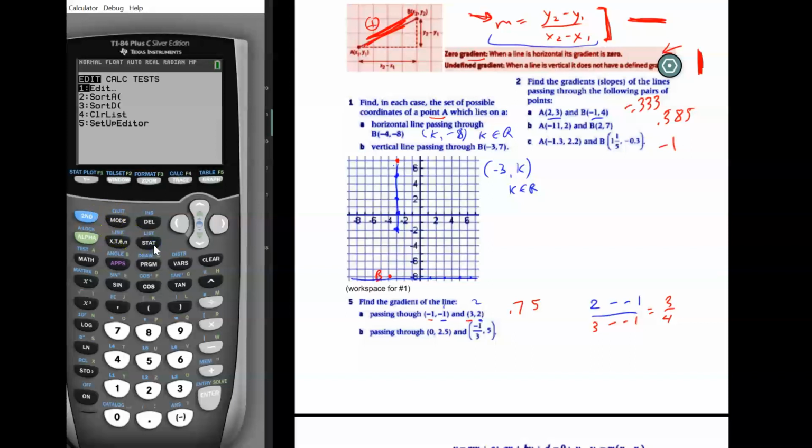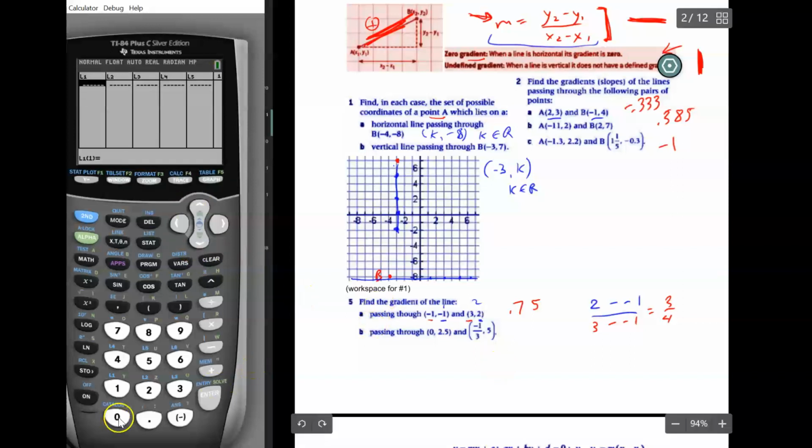Whereas using the calculator, it's really hard to make a mistake, right? Because we basically input the data in a way that we're very familiar with. We've been doing this for 6 months now, the same way in stat edit. So it's really hard to make a mistake here.